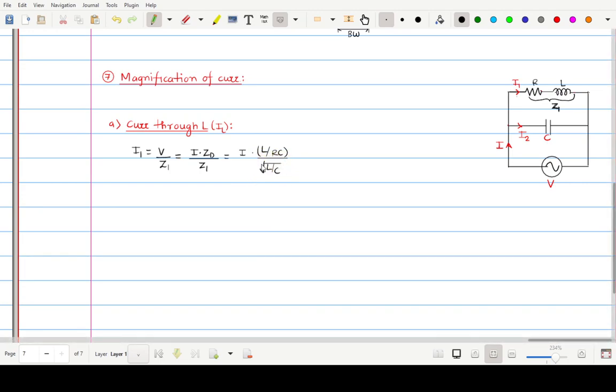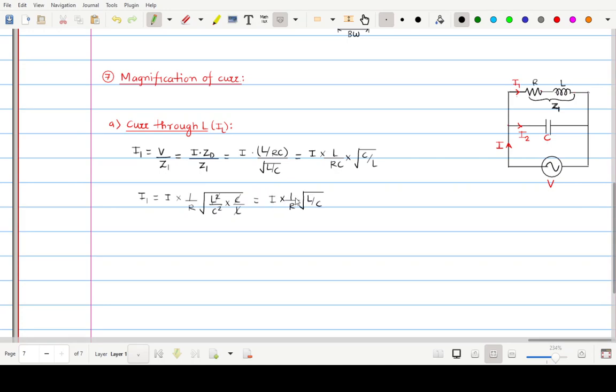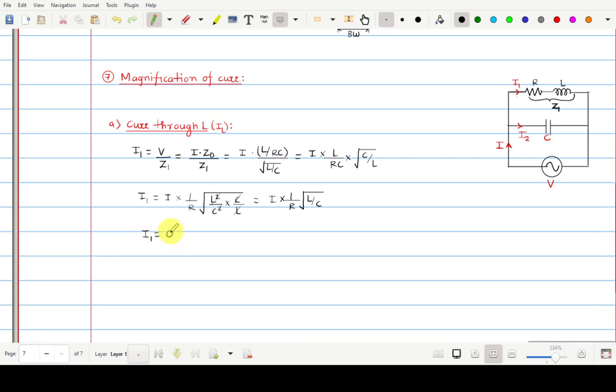If you solve this equation, L by RC and this L by C, we are taking the reciprocal like this. Now take this L and C inside the root. When L and C go inside the root, they should be denoted by squares. So now L and the square get cancelled, C and the square get cancelled. What do you get? I into 1 by R under root L by C. Now what is this 1 by R under root L by C? This is nothing but the quality factor. So I1 is equal to quality factor multiplied by total current I.